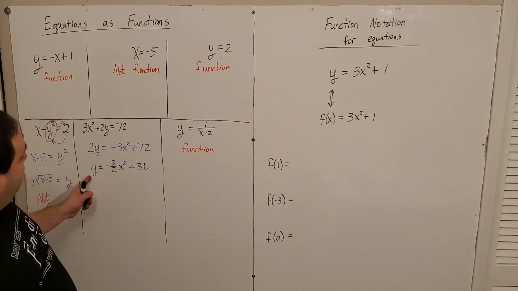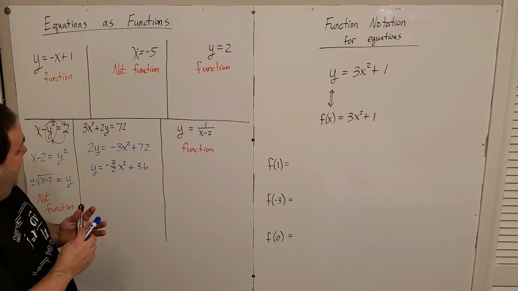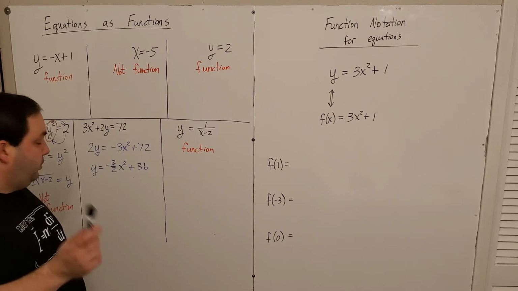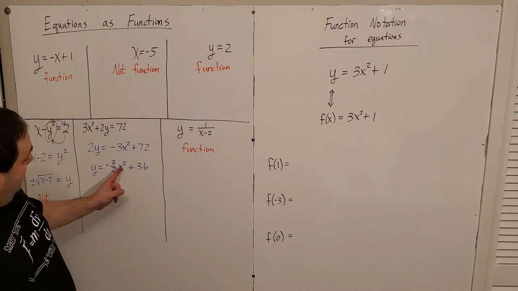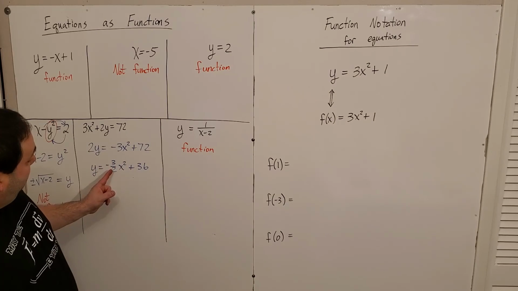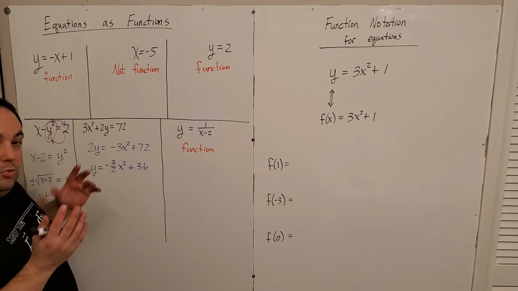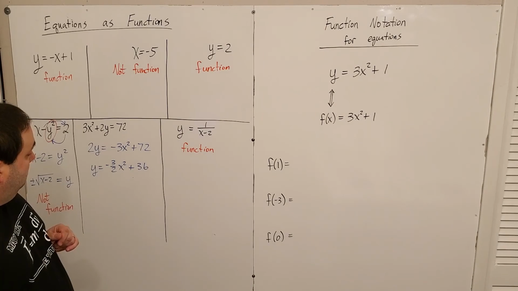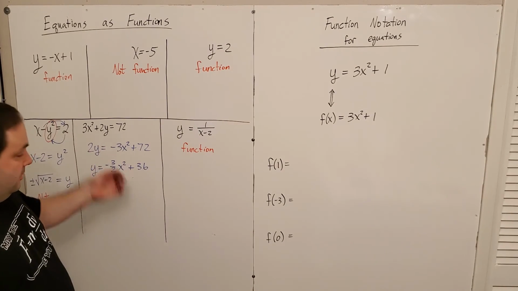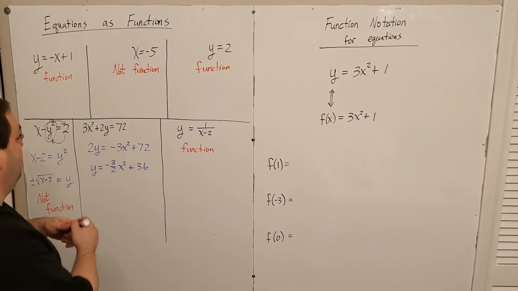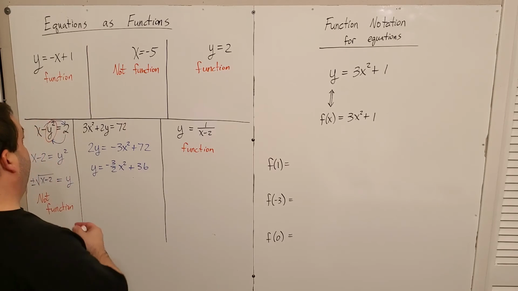I have y by itself. And I notice that if I plug in a single x, I square it, I multiply it by negative 3/2, I add 36. There's no double calculations there. One x, one calculation, single answer. So therefore, this is a function.